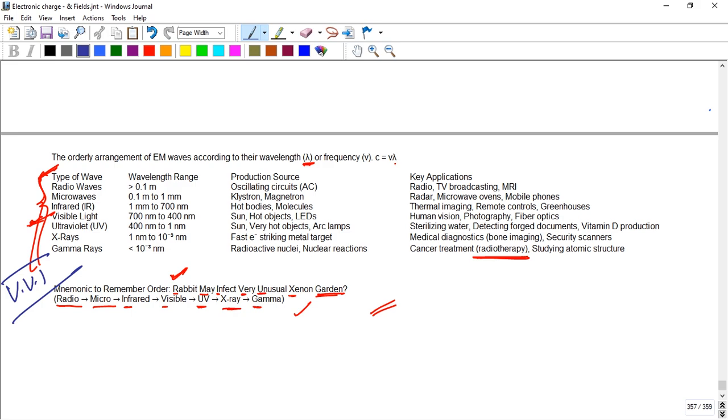So this is the complete structure of part 1. We complete part 1, and in the next class we start part 2, which is optics and modern physics. So today we end the class here.